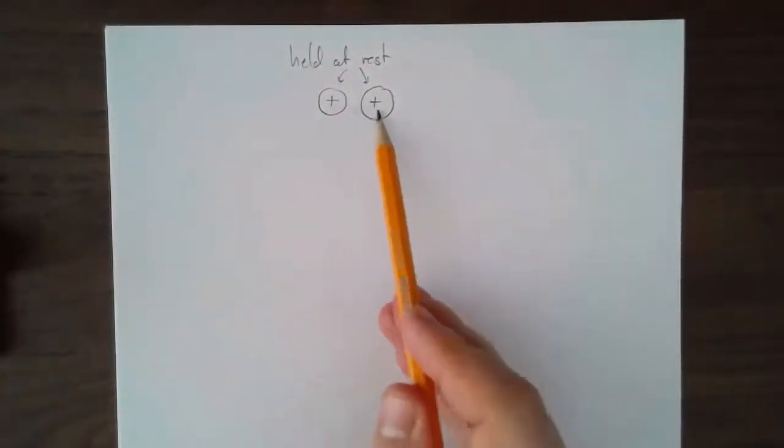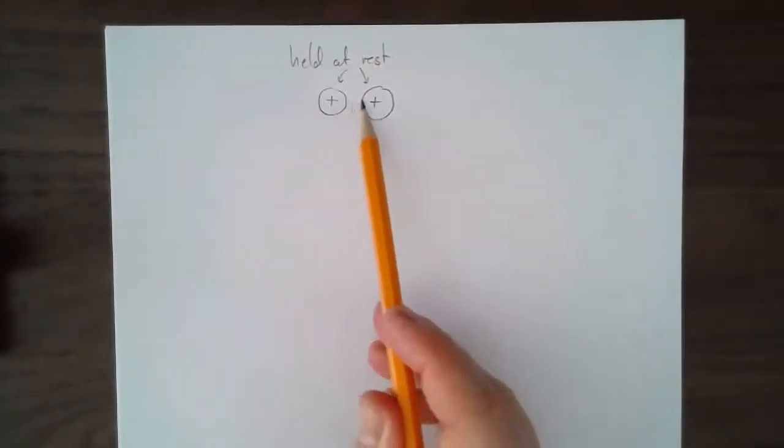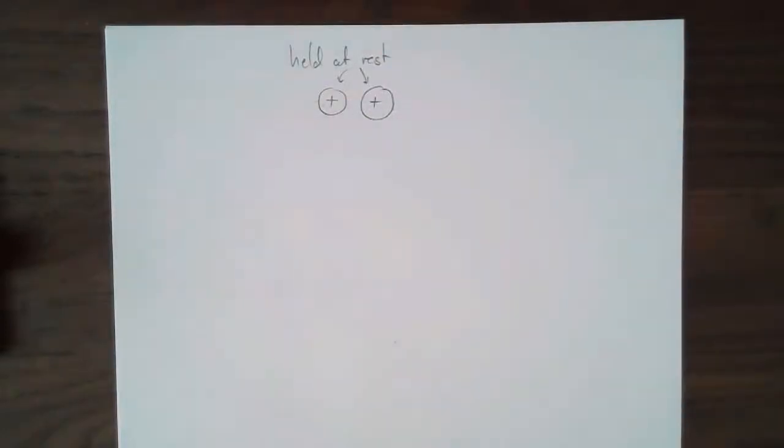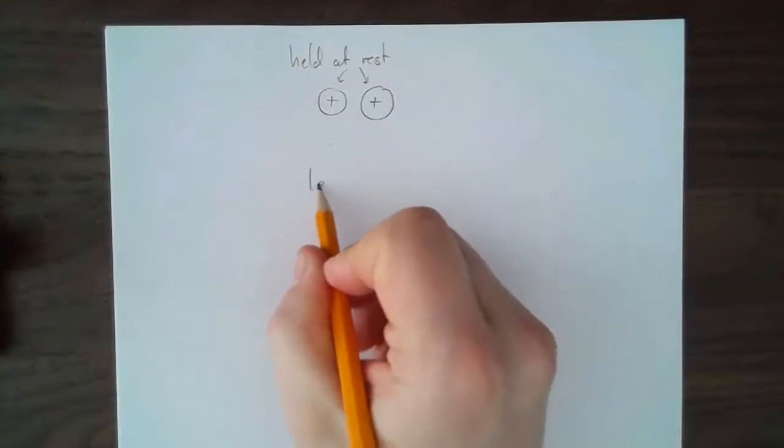But they're both positive ones, right? So there's a repelling force between them. This one wants to go to the left, this one wants to go to the right, because they don't like each other. They're the same sign of charge. So let's imagine we then let go.